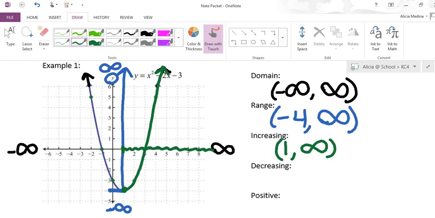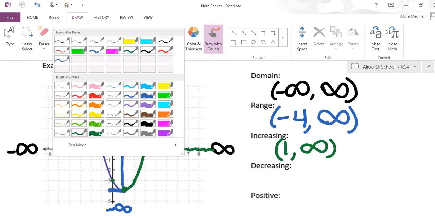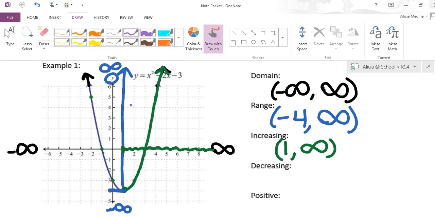Looking at decreasing. I think I used purple. Where is my graph going down? Well, this starts all the way somewhere up in infinity, and then as I get closer and closer to that vertex point, it's going down. So where are those x values? All the way from negative infinity until we get to that x value of 1. So again, left to right, negative infinity until 1.